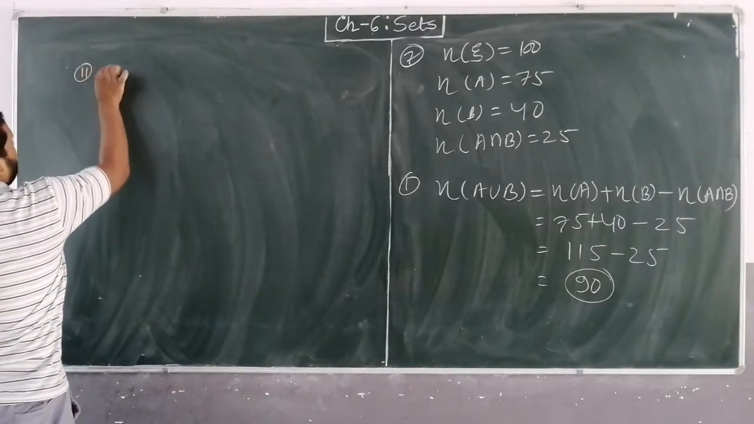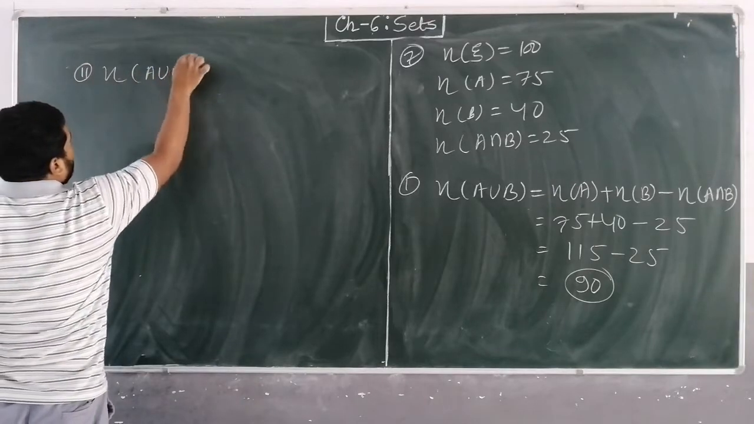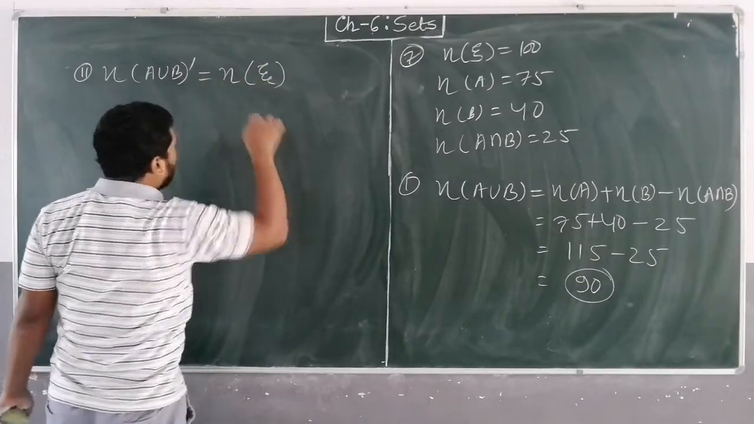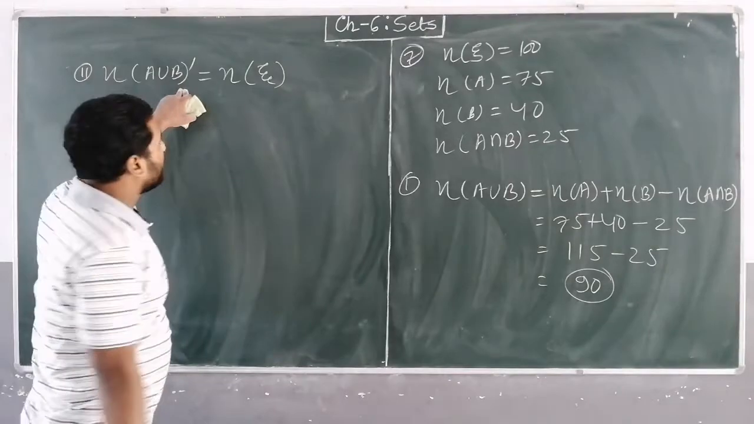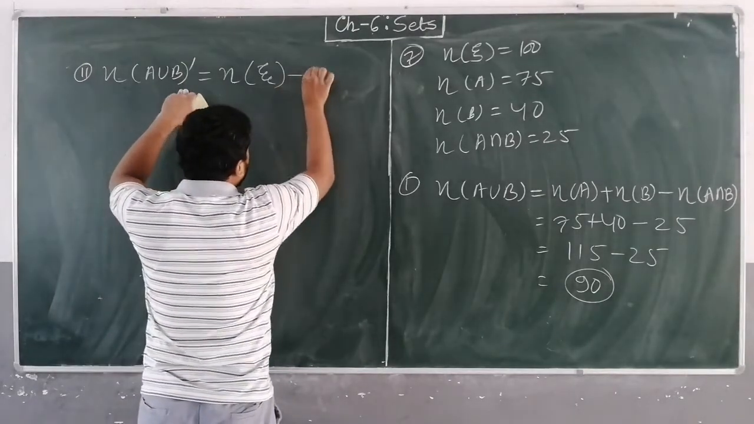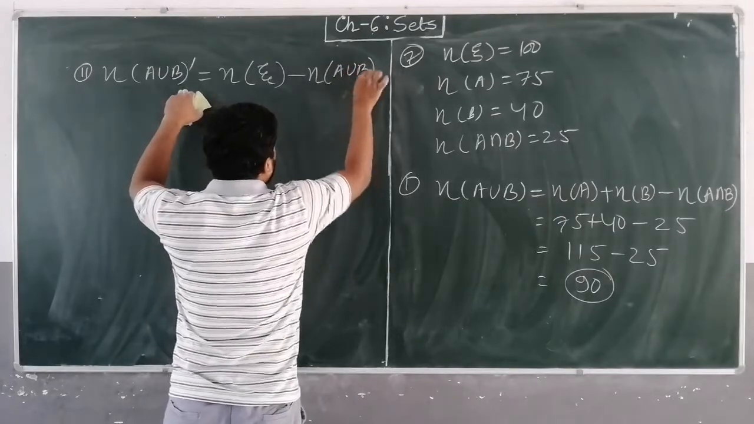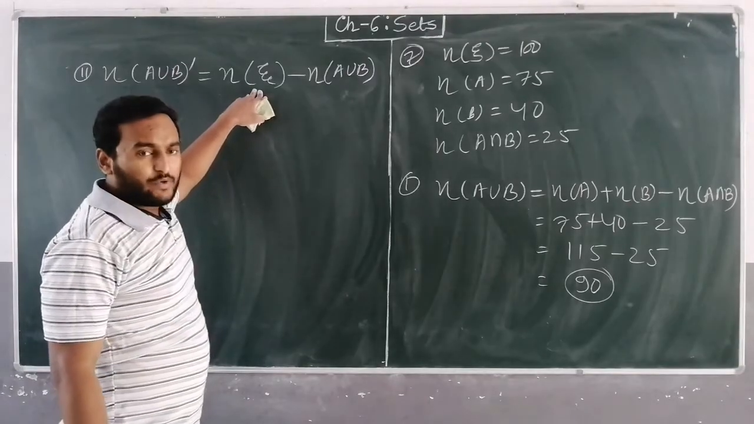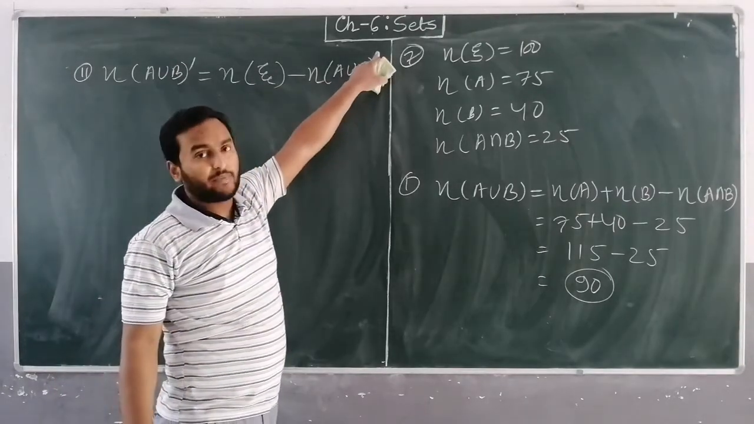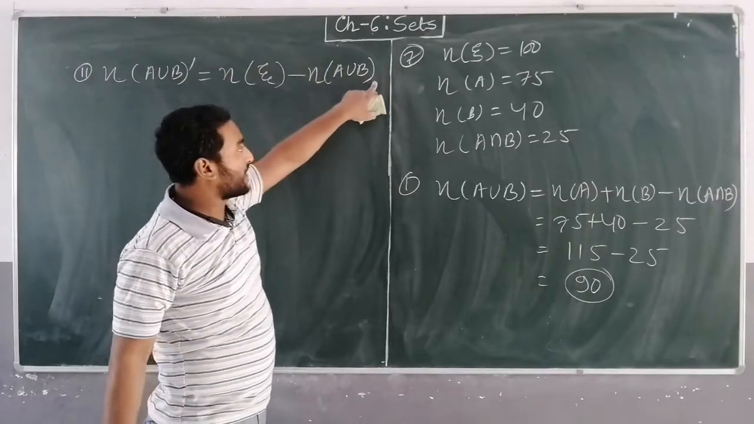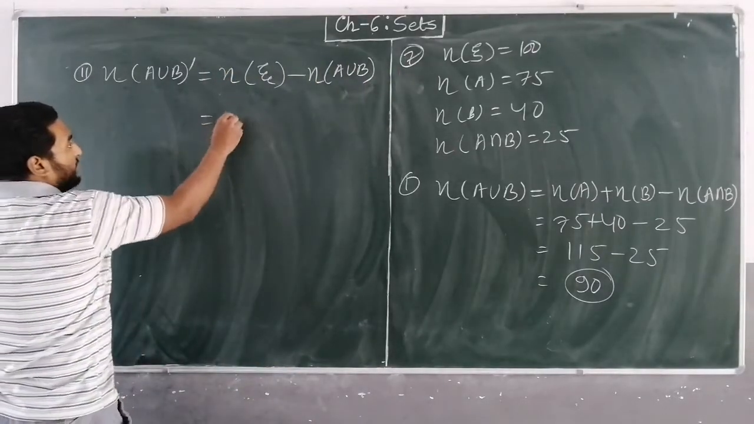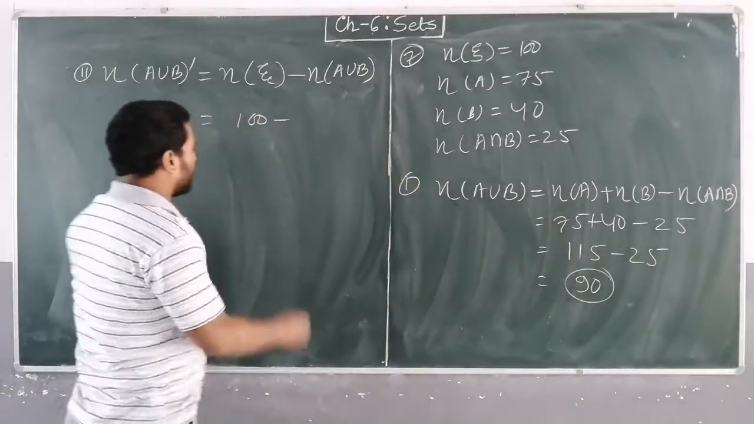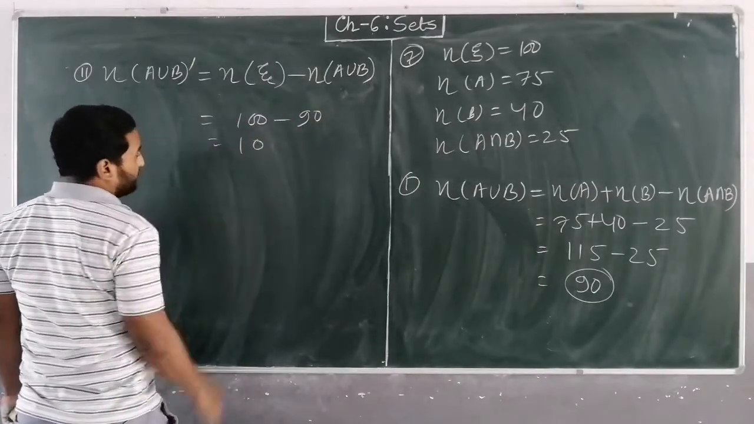Okay. Second part, cardinality of (A union B) complement. That is equal to cardinality of xi, which we explained in the Venn diagram. I told you to remember this relation. So that will be cardinality of xi minus cardinality of A union B. When we are finding cardinality of (A union B) complement, then from the cardinality of the universal set you have to subtract A union B, not the complement. When you find the complement, you subtract the union only. So cardinality of xi is 100 minus cardinality of A union B, which we have calculated already, that is 90. So this is equal to 10.